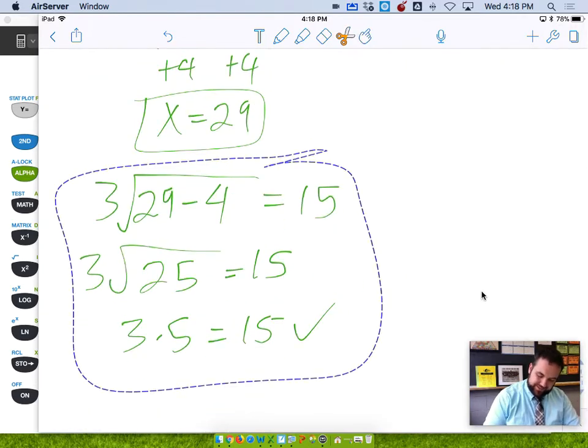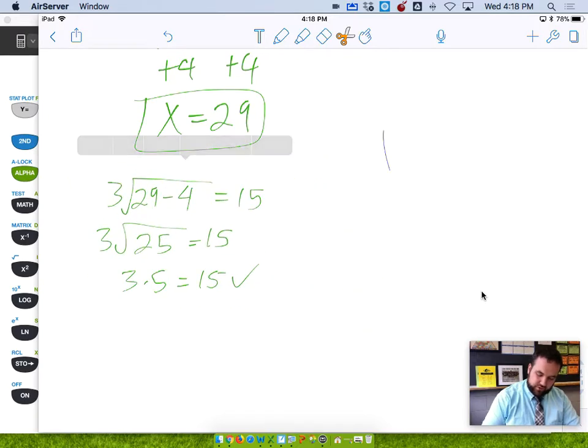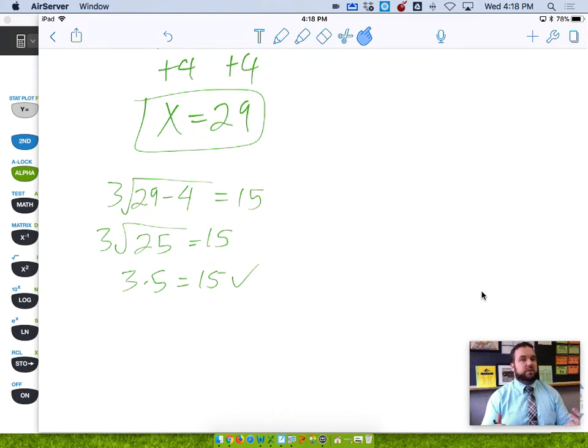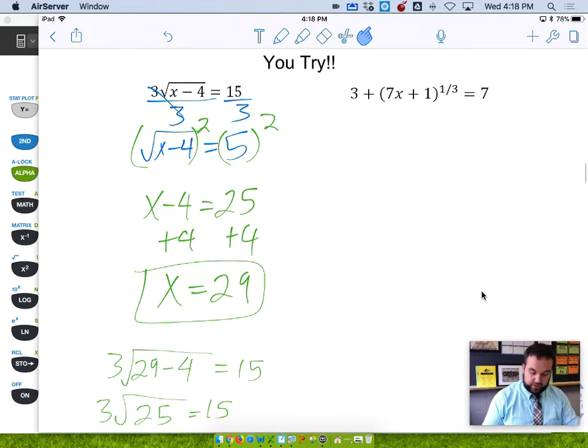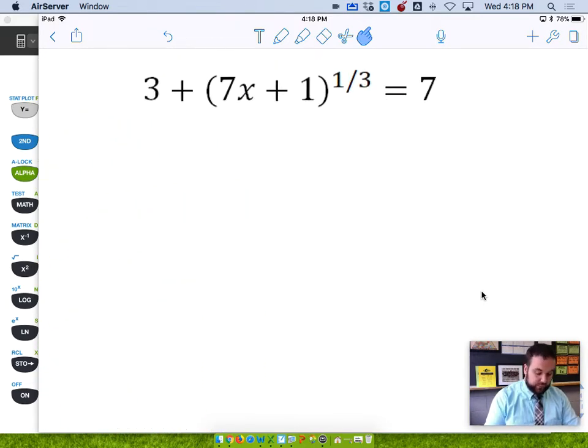Again, is the checking of the work strictly necessary? No, but if you're someone who likes to ask a teacher or a classmate, hey, did I do this right? This is a real quick and easy way for you to check and see if you did it.